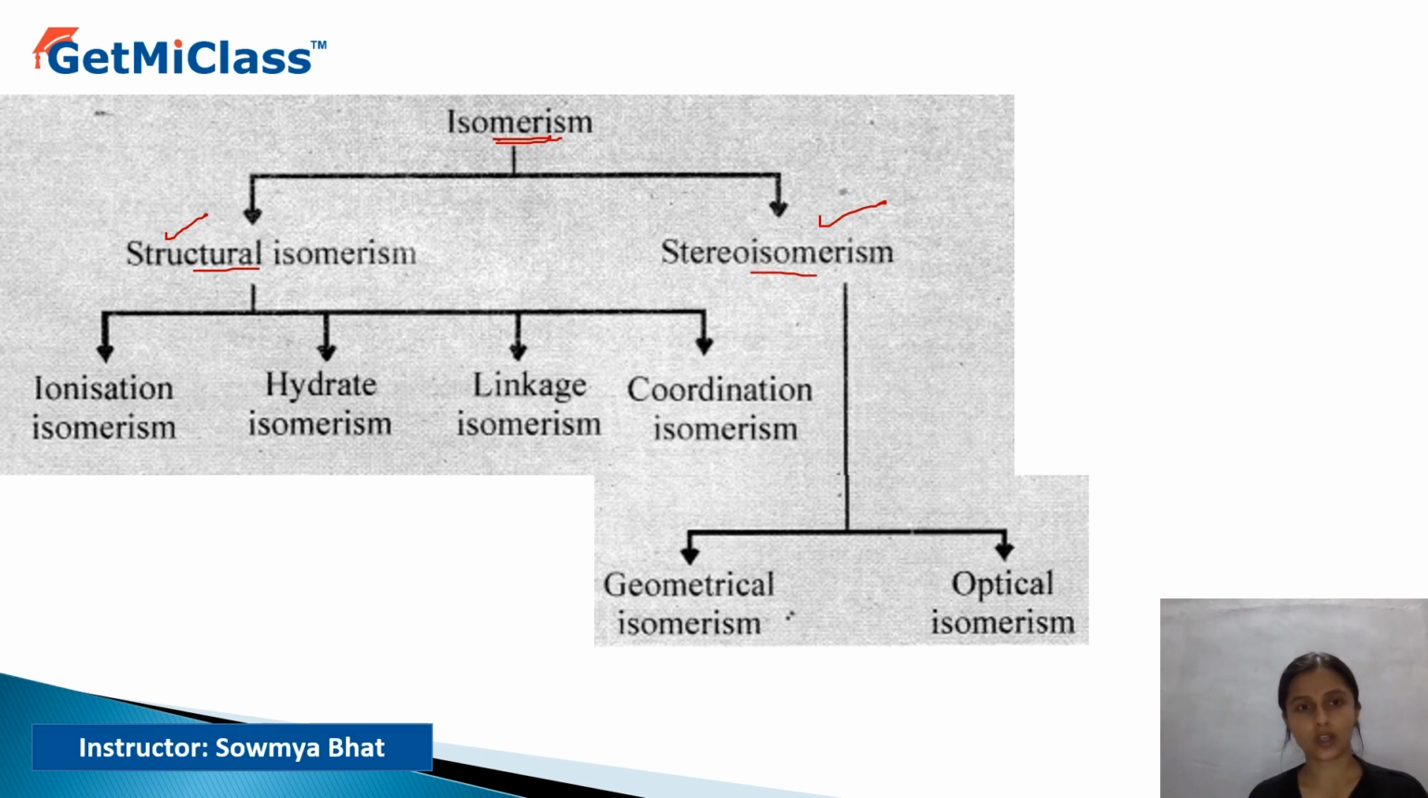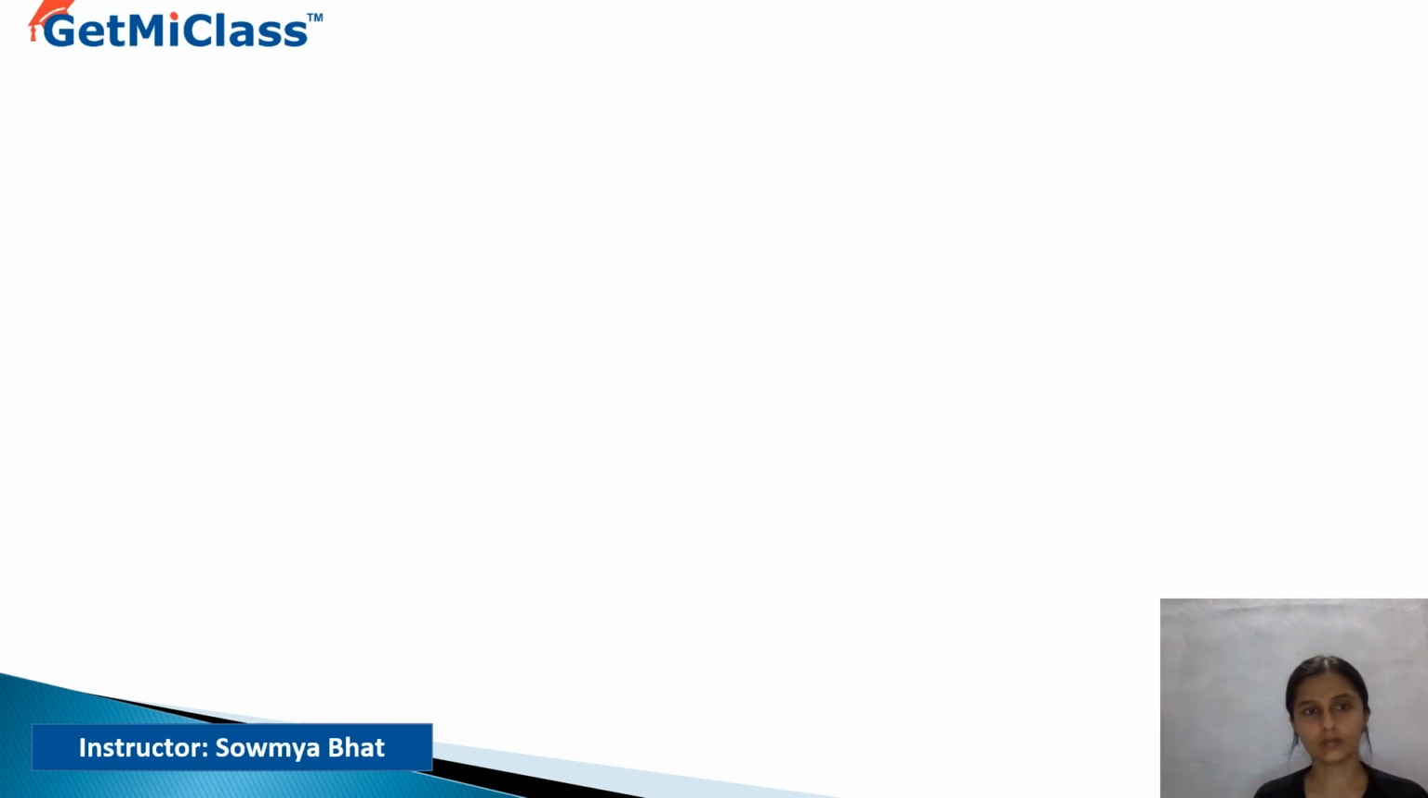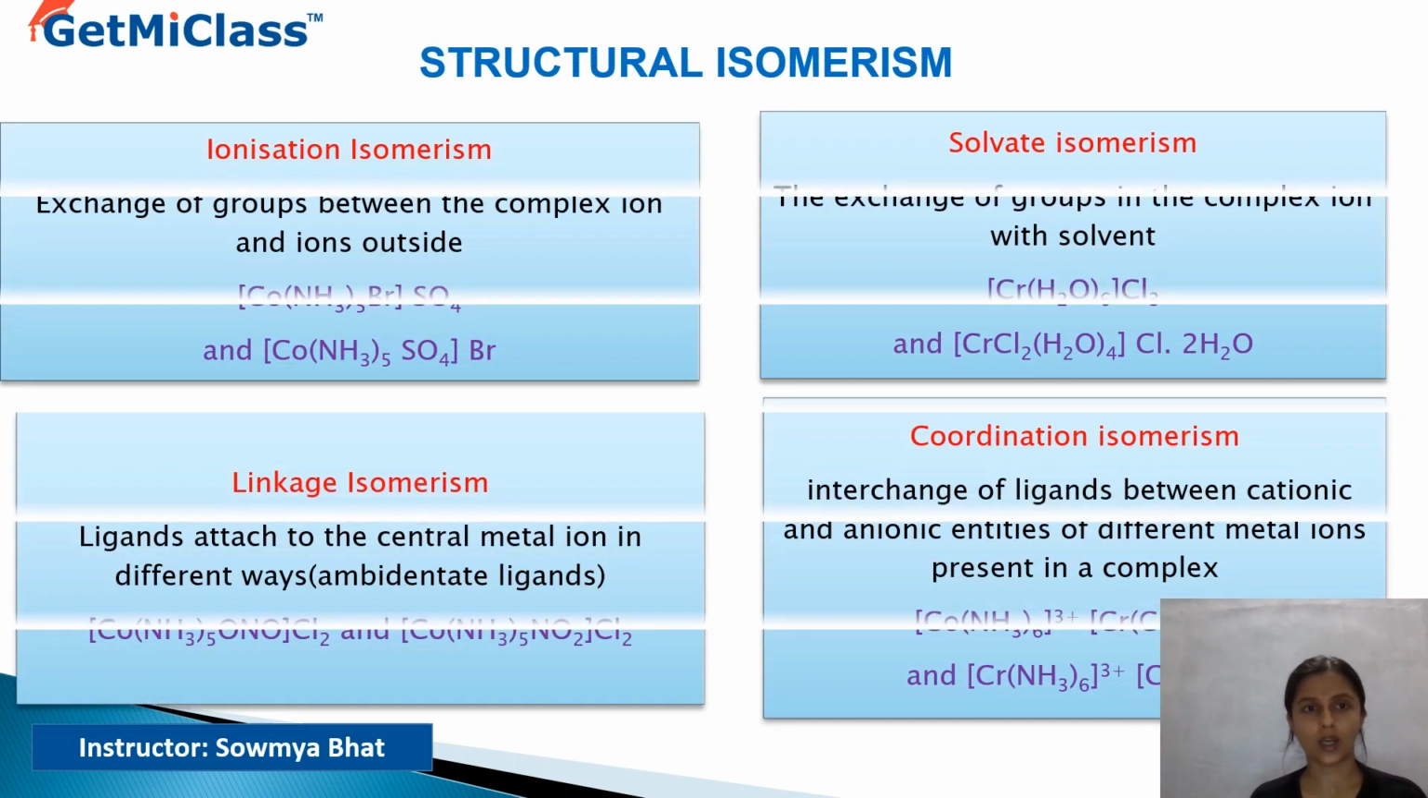In structural isomerism of the coordination complex, we have four types: ionization isomerism, hydrate isomerism, linkage isomerism, and coordination isomerism. Whereas in case of stereoisomerism, you have geometrical isomerism and optical isomerism. We are going to study them. So we'll study the structural isomerism first. Here we have majorly four types.